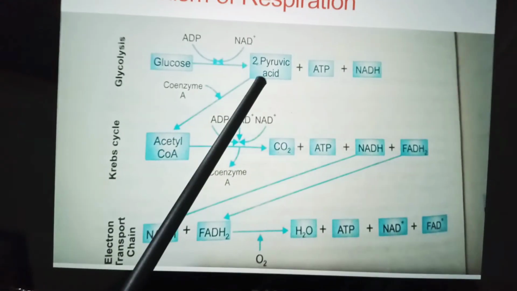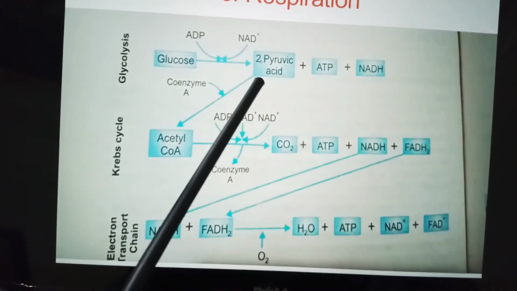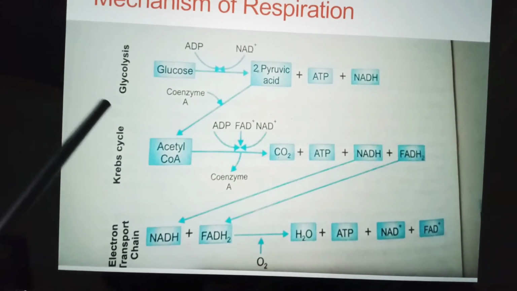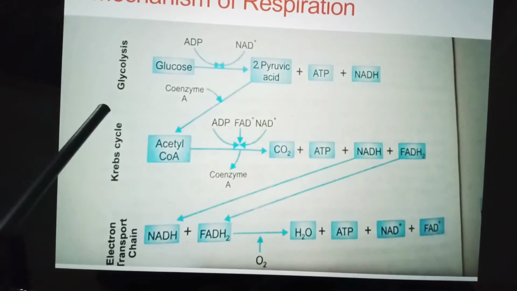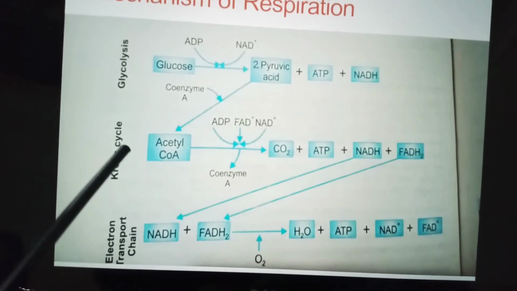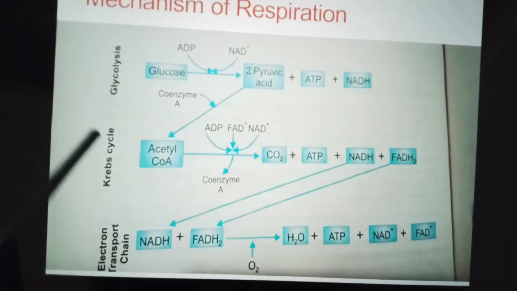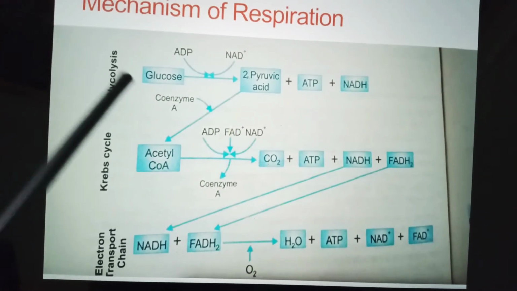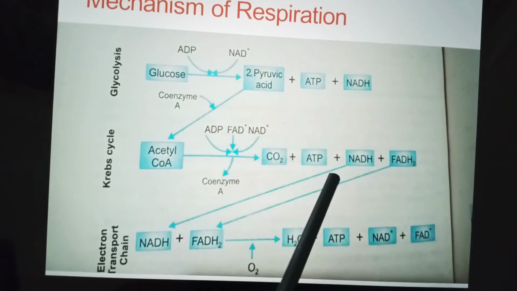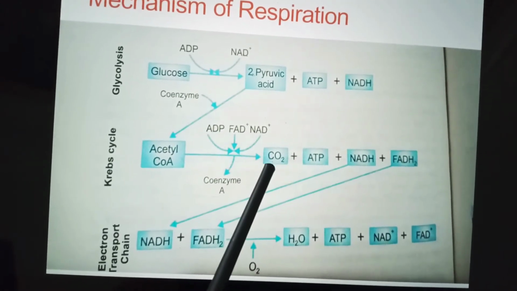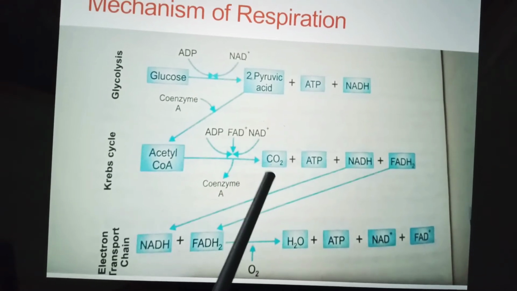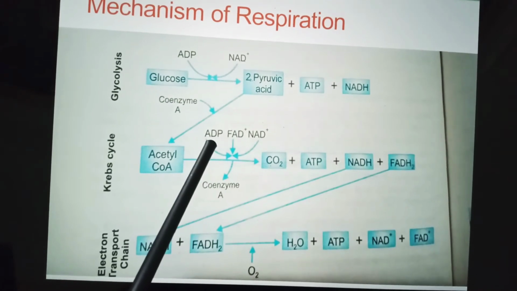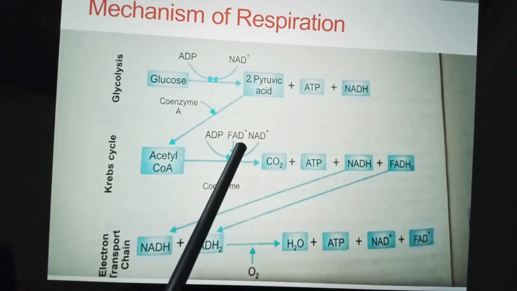In the next step, these two pyruvic acid molecules that are 3C are converted into acetyl CoA, that is a 2 carbon compound, and this is the Krebs cycle. The pyruvic acid molecules are completely oxidized along with the formation of ATP, NADH, FADH2, and carbon dioxide will also be released, and there will be ADP, FAD positive and NAD positive.